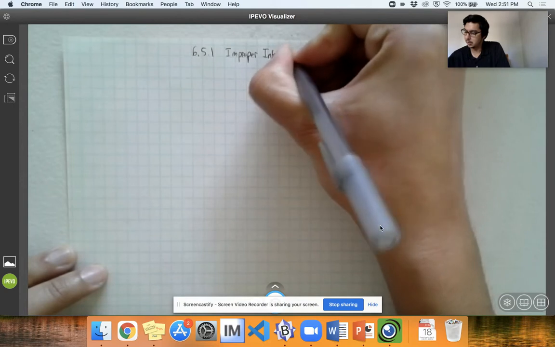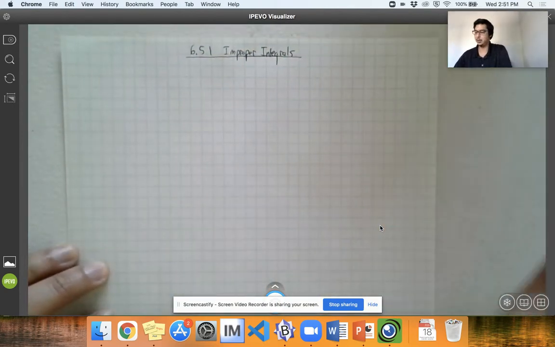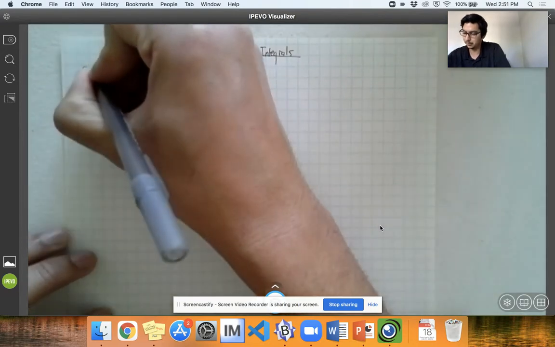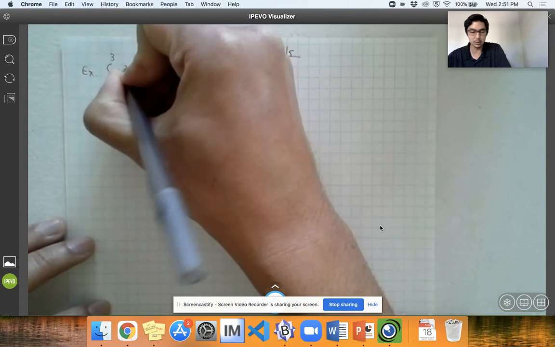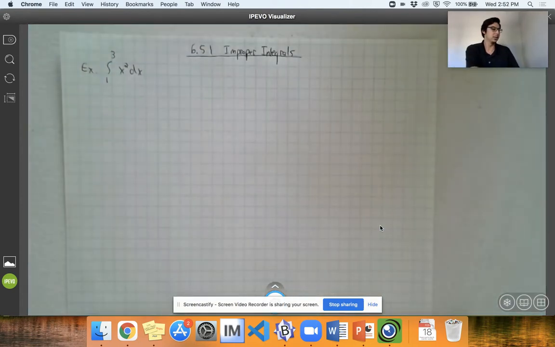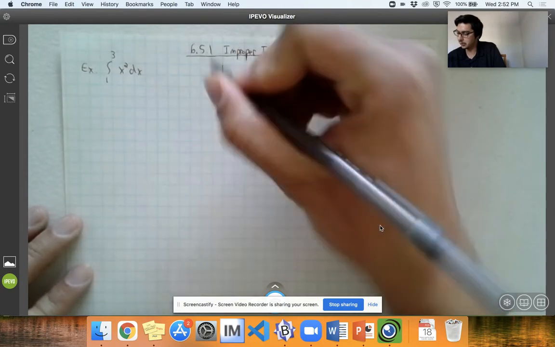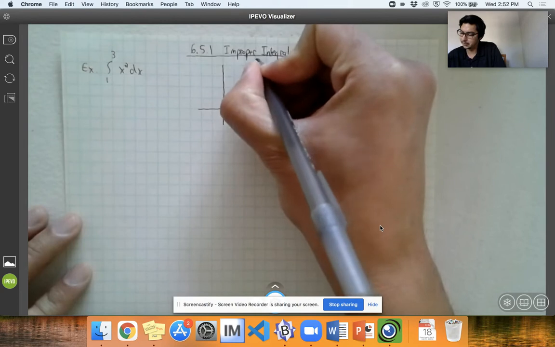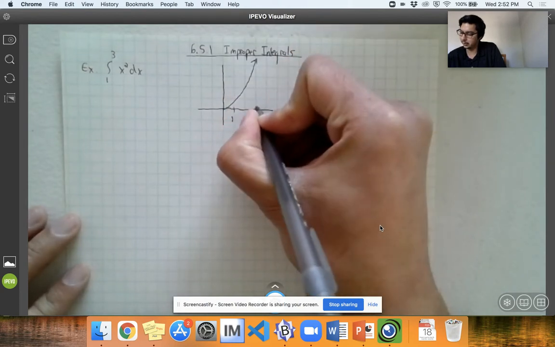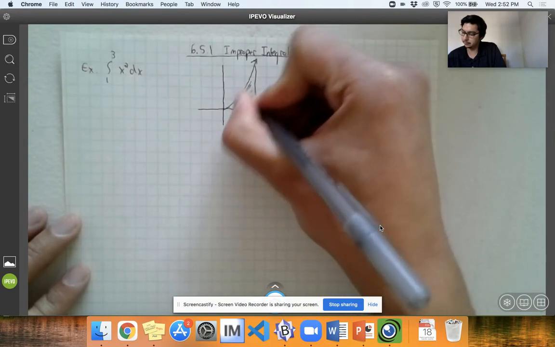Now, what is this? Before I get into that, it's been a while since we've done too many integrals, so let me do a quick example of one. Let's do an example of the integral from 1 to 3 of x squared dx. Visually, what that's saying is you're looking at a function, in this case x squared, and you're looking at the area under the curve.